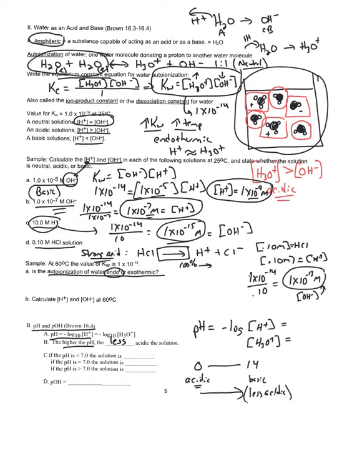So don't think that the higher the pH, the more acidic the solution. You've always got to think backwards there. If the pH is less than 7, it's acidic. If it's equal to 7, it's neutral. And if it's greater than 7, it's basic.